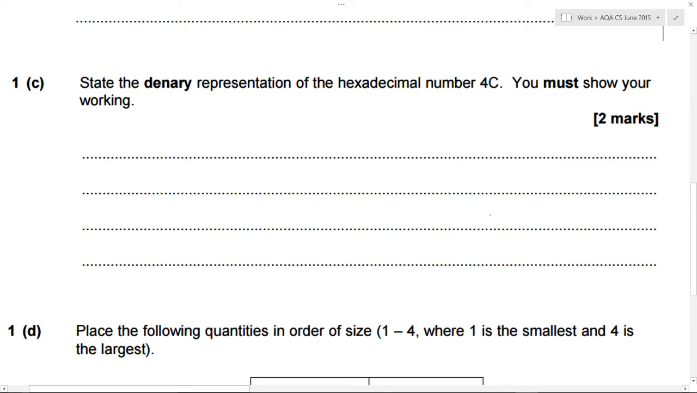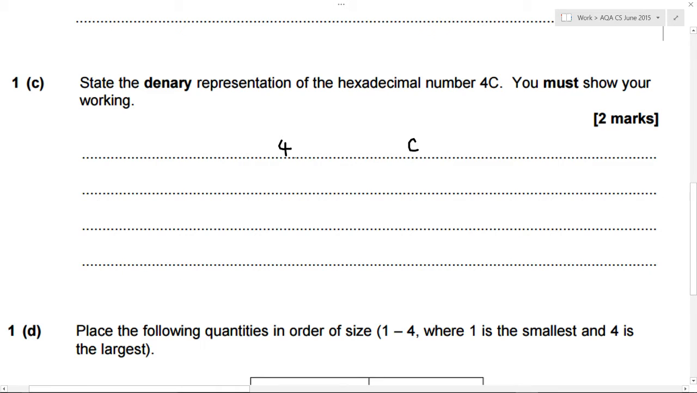This question gives you 2 marks for converting from a hexadecimal number, 4C, into denary, so that's a decimal number. So the first stage, for your first mark, is to convert from hexadecimal into binary. I'd always recommend writing out your hexadecimal characters with some space in between them. And then the second stage will be to convert from binary into denary.